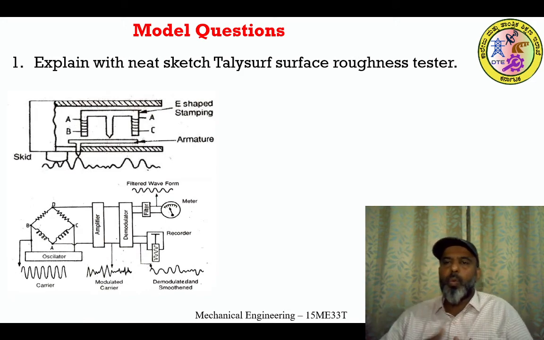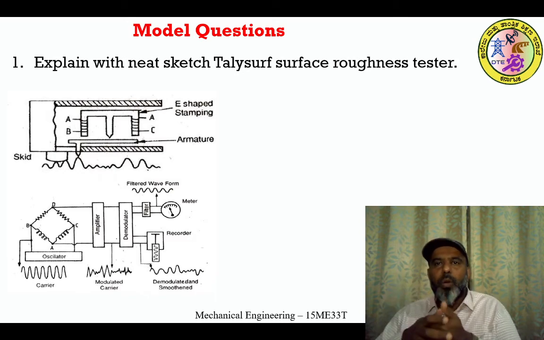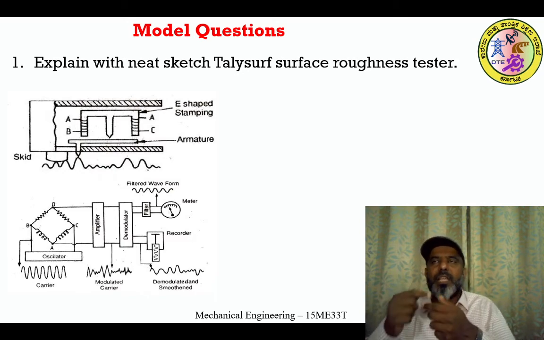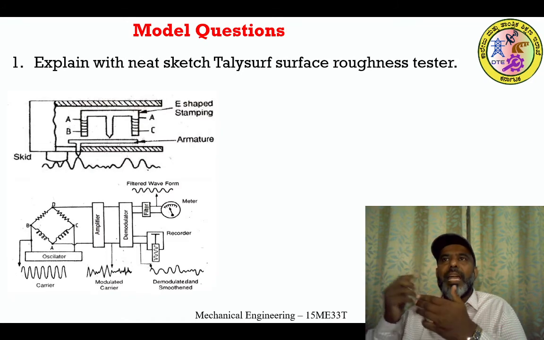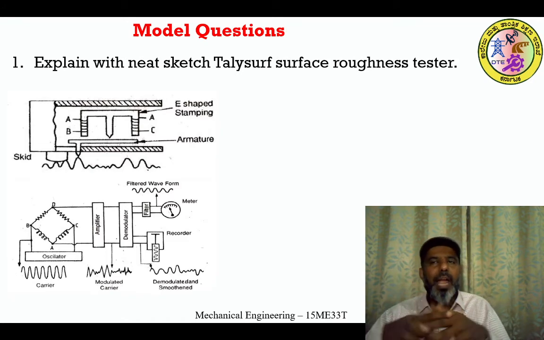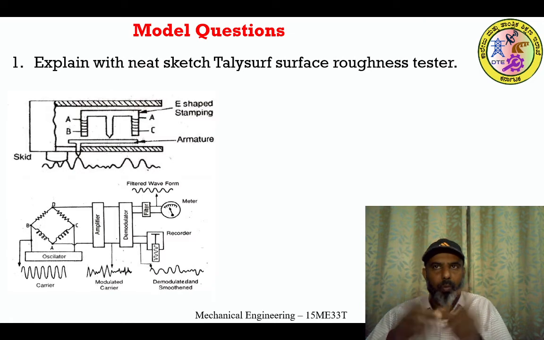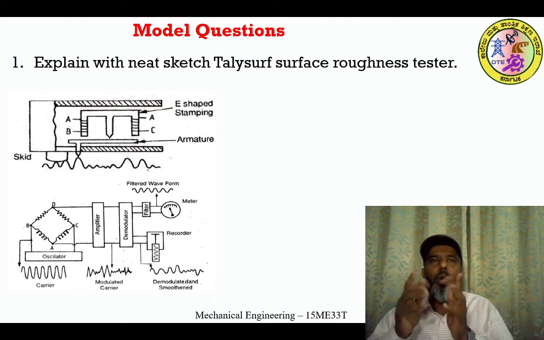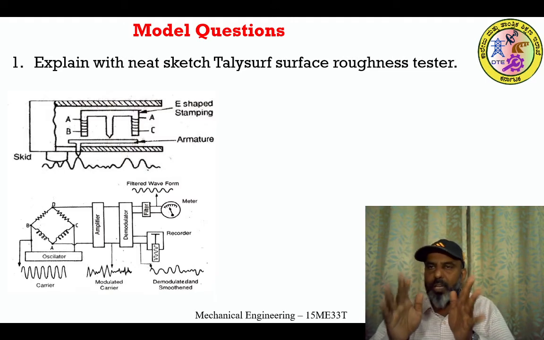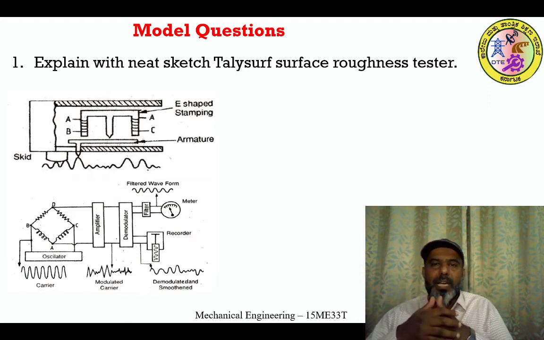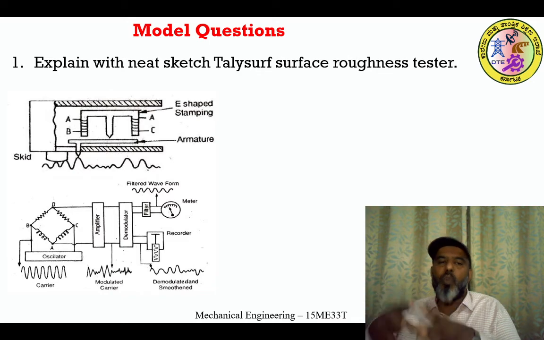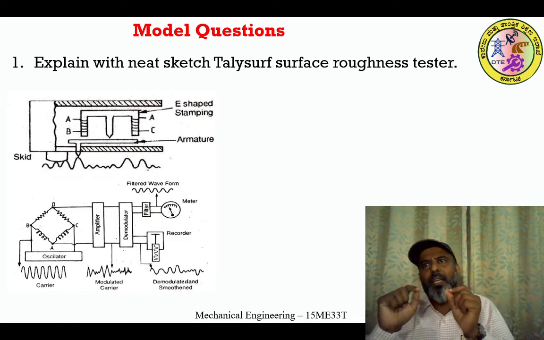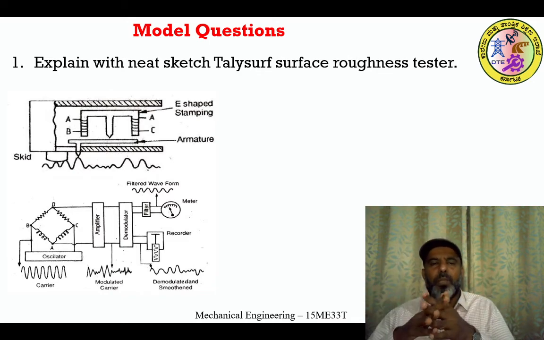Now you have to explain. The first thing you are going to explain is that the TALISURF surface roughness tester is a dynamic electronic instrument and it gives rapid output. First thing to be remembered. Then second, it works on the carrier modulating principle. That is, the signals generated by the instrument are further processed to have a finer waveform. You just write it works on the carrier modulating principle.